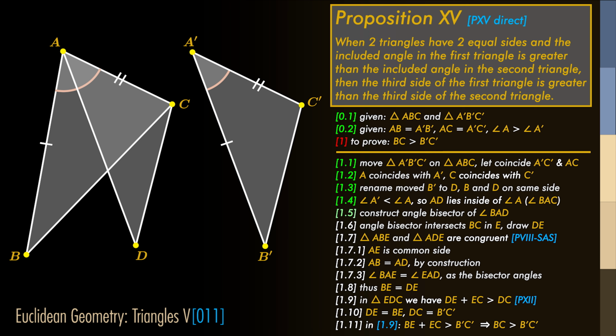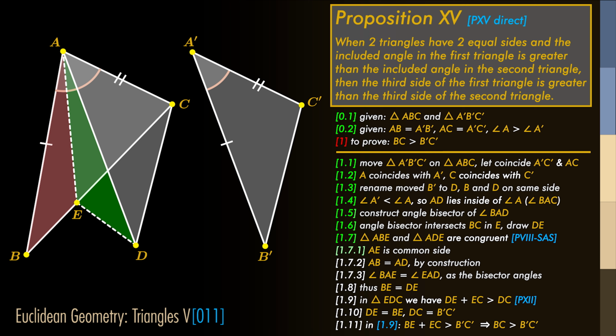Now we construct an angle bisector of angle BAD. The angle bisector intersects BC in the point E. Draw segment ED. We now see that the triangles ABE and ADE are congruent. The congruency case is side angle side.